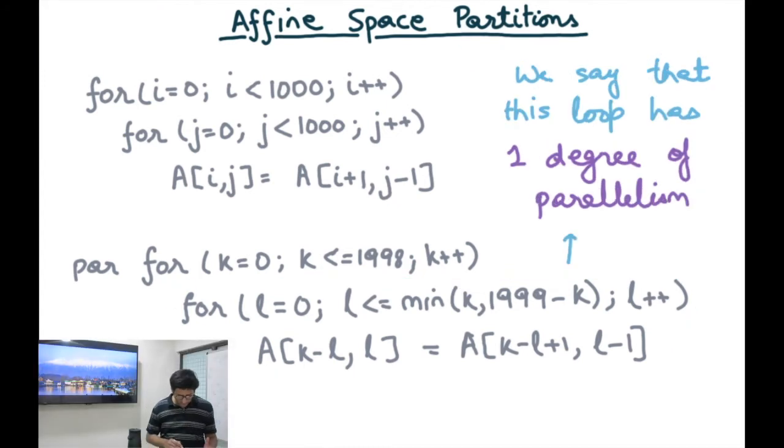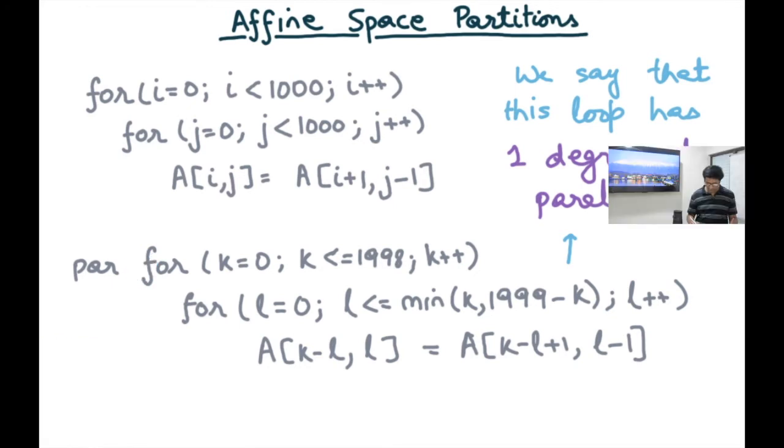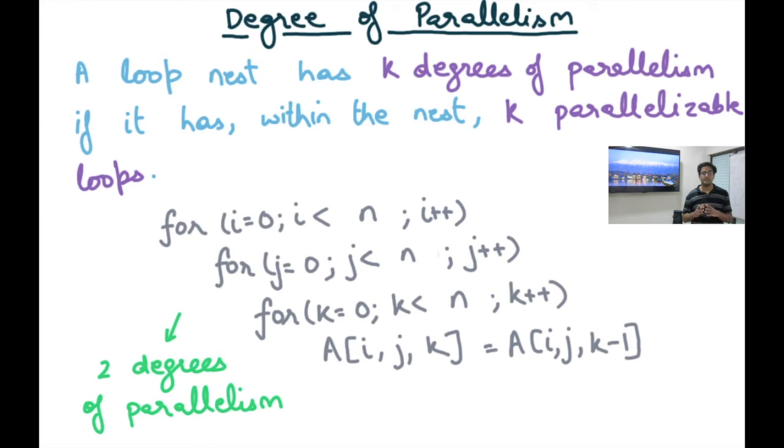Okay, so notice that this loop has an outer loop which can be parallelized, but the inner loop cannot be parallelized, and we say that this loop has 1 degree of parallelism because there is only one level of the loop nest that can be parallelized. In general, a loop nest has k degrees of parallelism if it has within the nest k parallelizable loops. In my previous example, there was one parallelizable loop; the other loop was not parallelizable even though it was a 2-depth loop nest, and so it had 1 degree of parallelism. If you have k parallelizable loops, then you have k degrees of parallelism. Here's an example of a loop which has 2 degrees of parallelism.